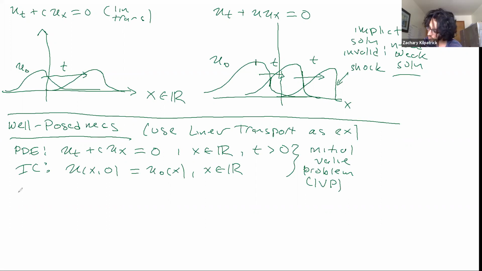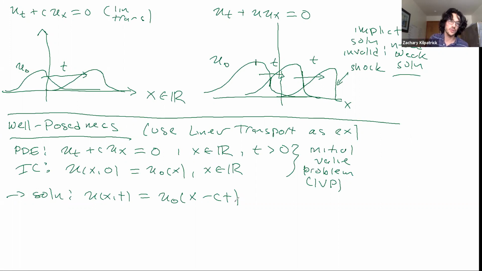And we know already that our solution is u of x equals u0 of x minus ct. We've worked that out already. We know that's one solution. We don't know yet if there might be other solutions to our initial value problem. And so the question is, if we want to look at well-posedness, we need to look at 3 different things. Let me just enumerate them here.